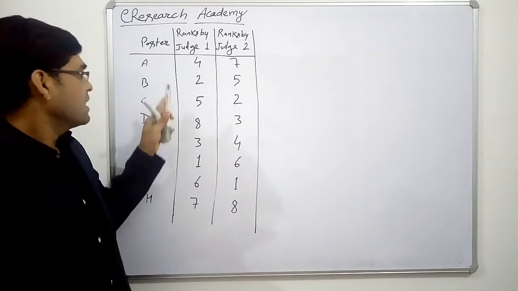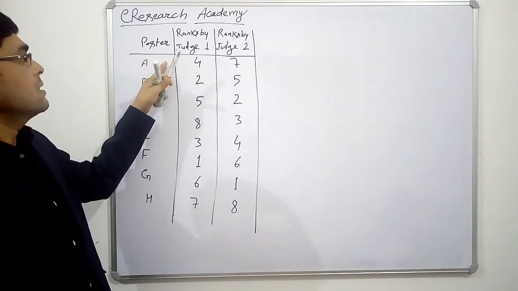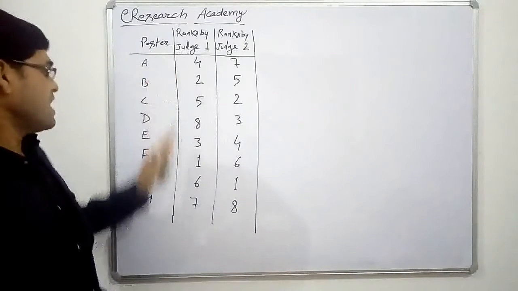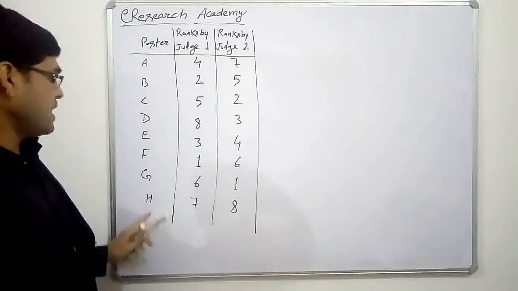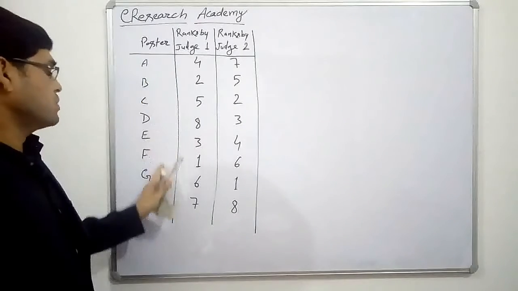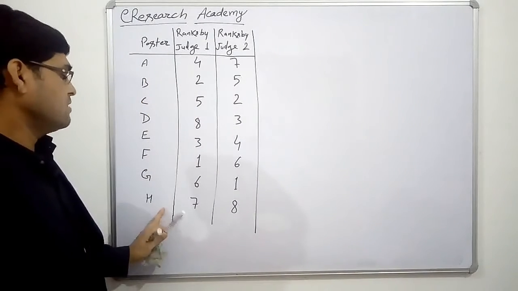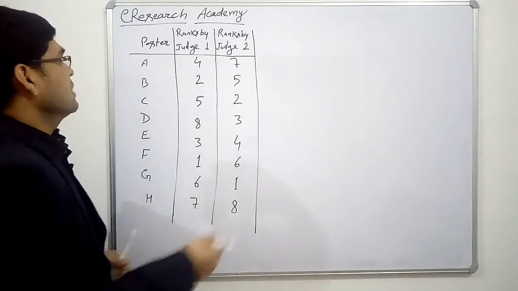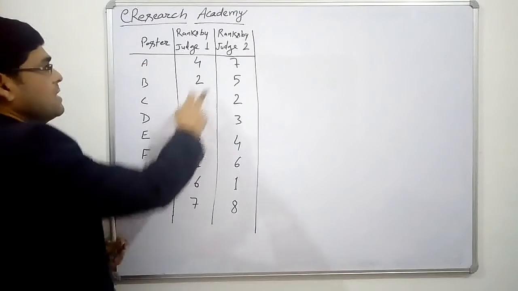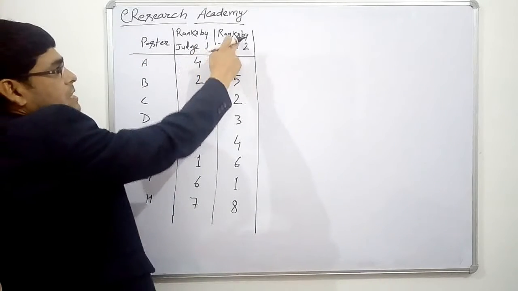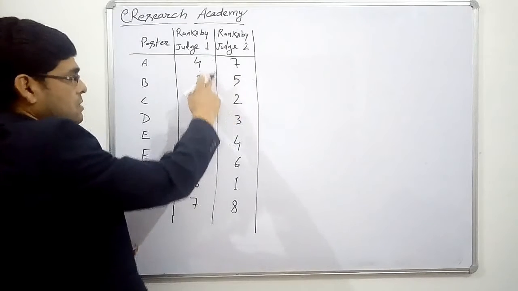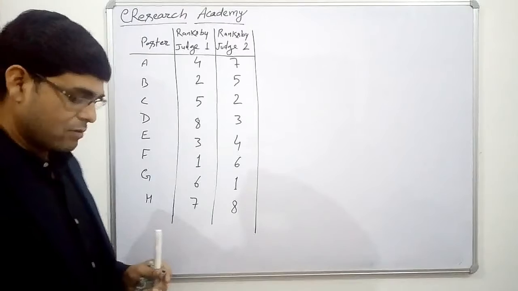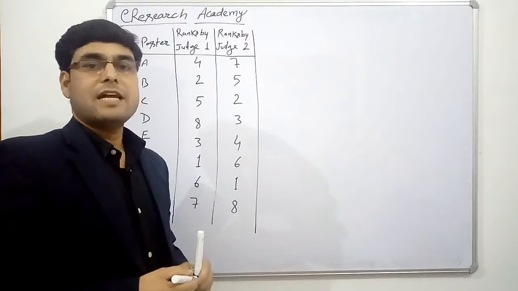Let us say this is a question on a poster making competition, where we have 8 participants, say A to H, and they have submitted their posters to the judges, and the judges are giving them ranks on the basis of their performance. These are the participants A to H, these are the ranks given by judge 1, and these are the ranks given by judge 2. Now we have to calculate the Spearman's rank correlation.